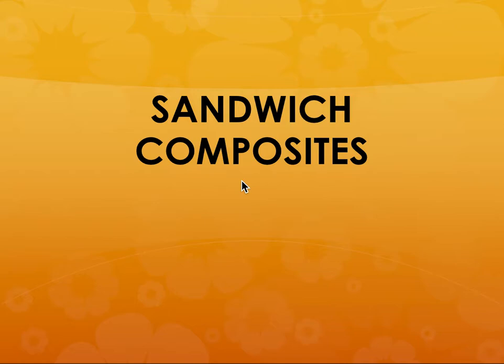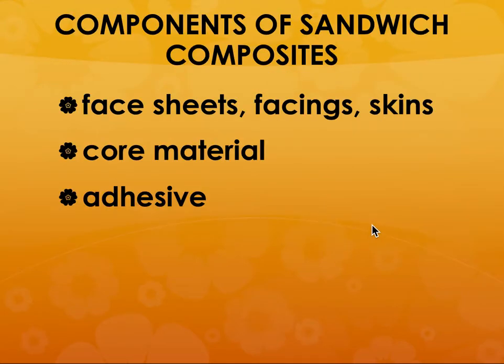So wherever possible, you would like to reduce the weight, and this is done by a methodology where you sandwich something. You sandwich an extremely lightweight material between two face sheets. So what are the components of sandwich composites? You have face sheets, which are the actual composite material itself. You have a skin material that is an adhesive type of material, and then you have a core material which is extremely lightweight.